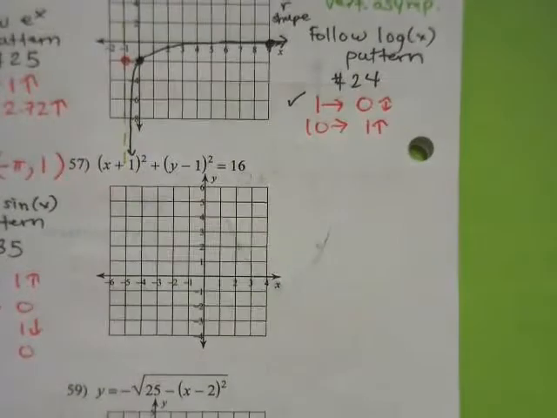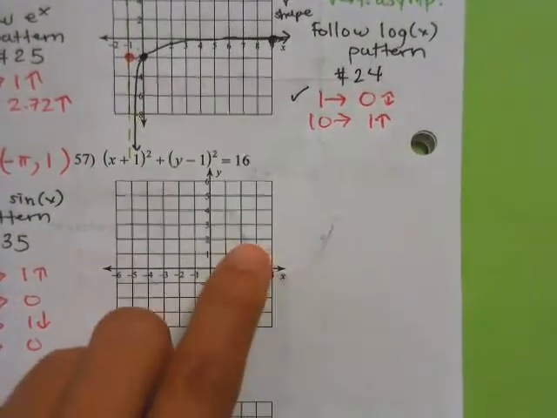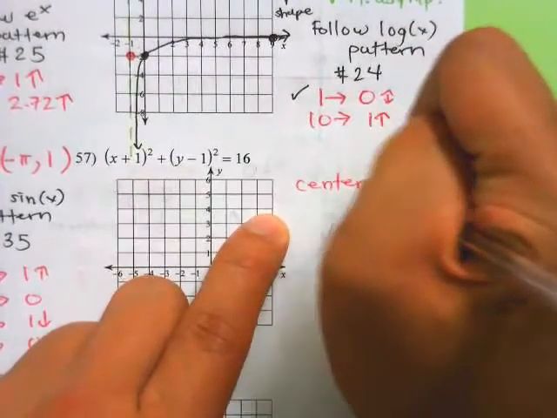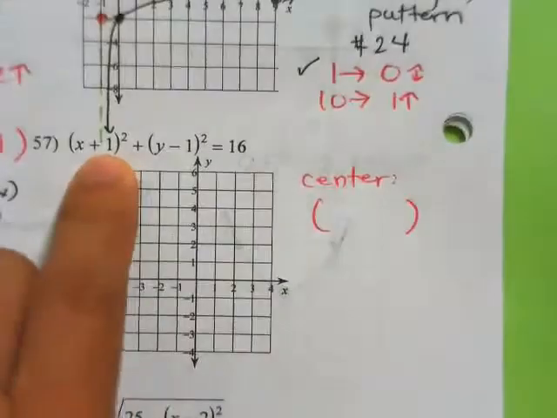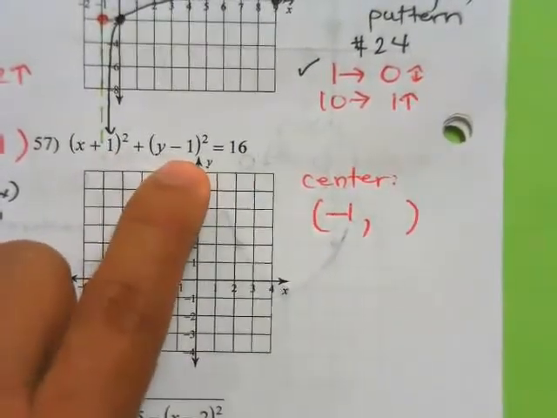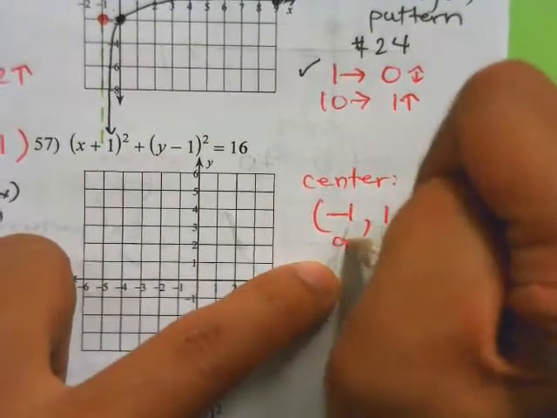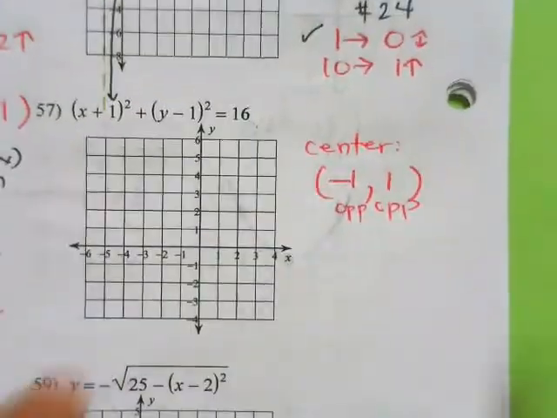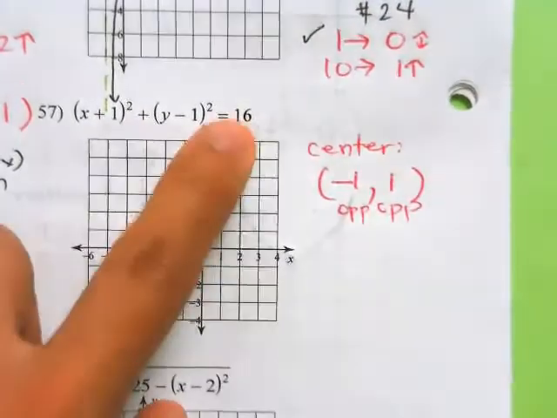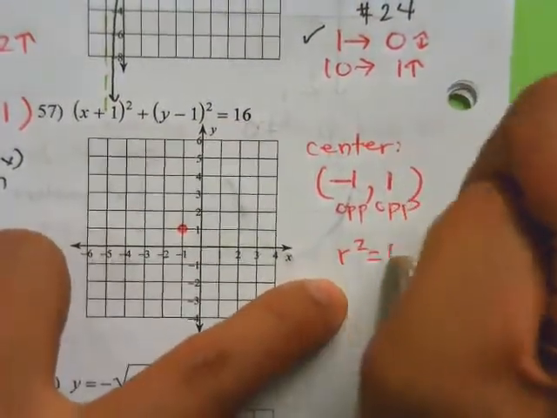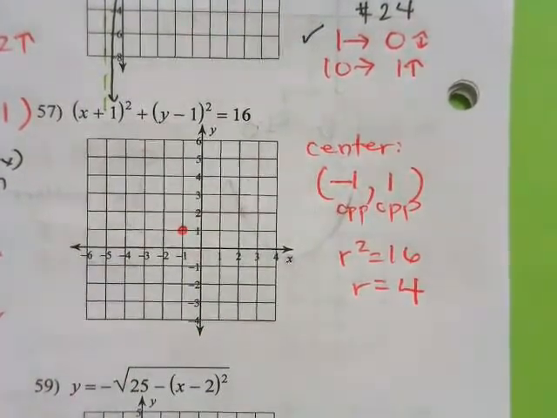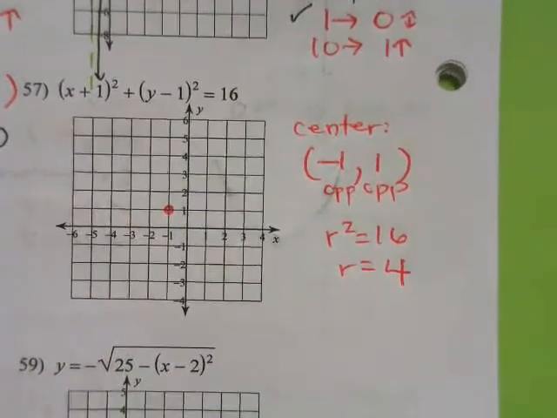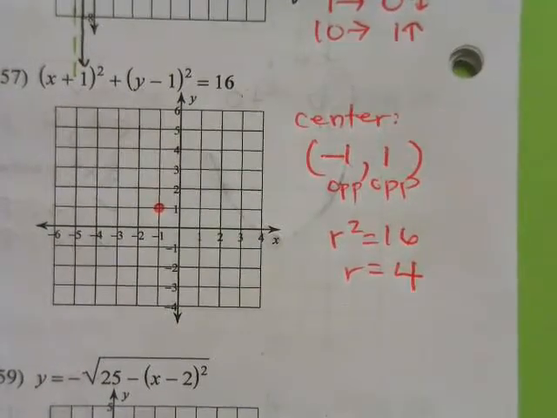57 looks pretty good. Once you have your center and your radius, I think you're really good to go. For your center, both need to be opposites of what you see. I see positive 1, so I'm going to go -1. And I see -1, it's going to be 1. So opposite and opposite. So the center is -1, comma 1. Your r squared is 16, so that means your radius is 4. You just take the positive square root value because it won't make sense to graph a radius of -4.